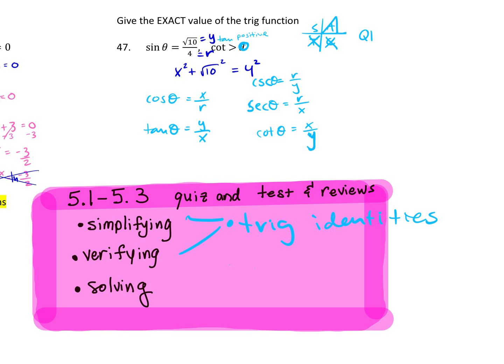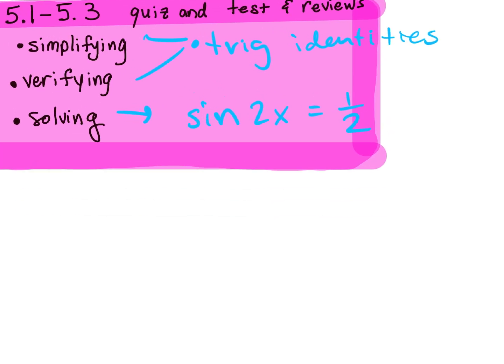Solving our trig functions. So if we had something like sine of 2x is equal to 1/2. You can't see that color on there, can you? Not really. We'll practice this. Sine of 2x is equal to 1/2. This was on our test. What would we do? What do we do?